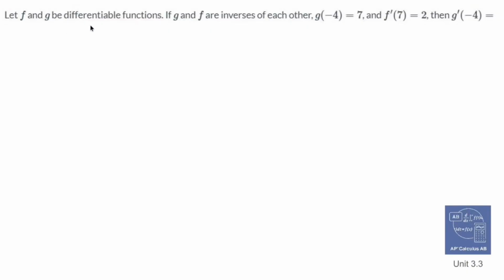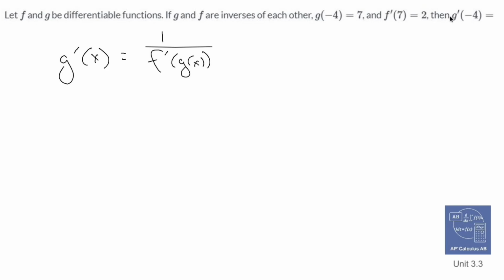Let f and g be differentiable functions. If g and f are inverses of each other, g of negative 4 equals 7, and f prime of 7 is 2, then what's g prime of negative 4? Well, there's a little thing called the inverse function derivative formula. What that says is that g prime of x is going to equal 1 over f prime of g of x. Okay, so if you're thinking that's kind of like chain rule, you're absolutely right. It is kind of like chain rule.